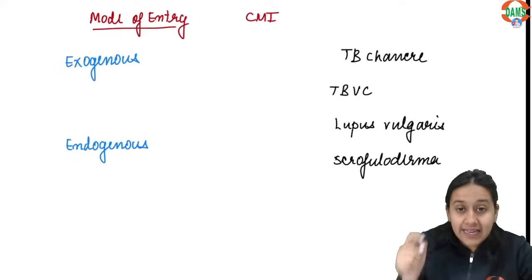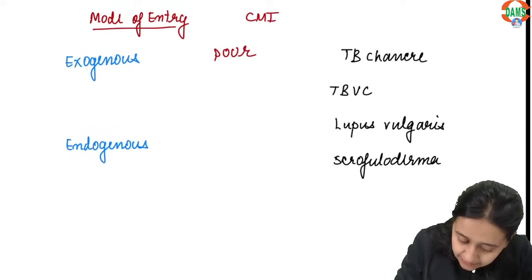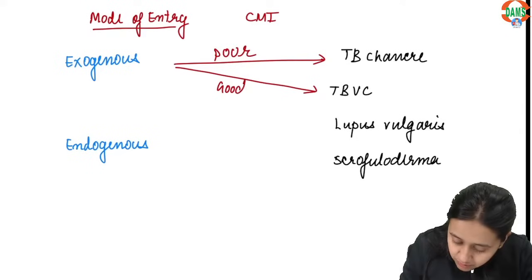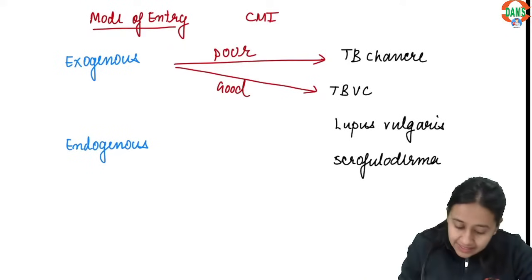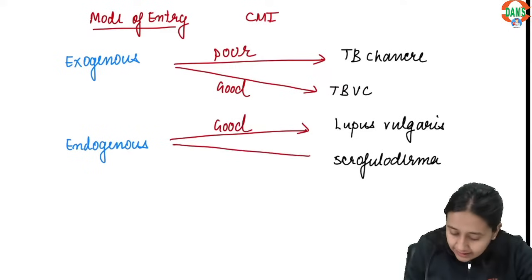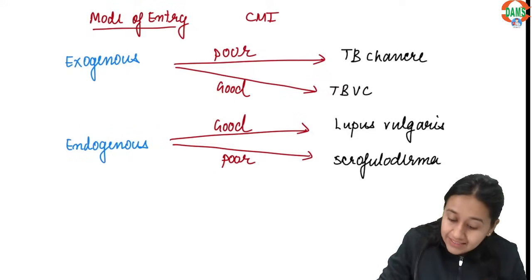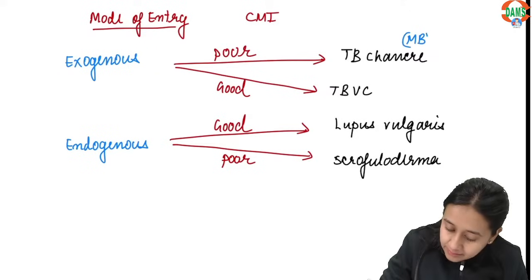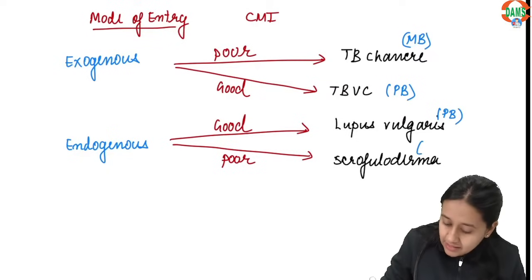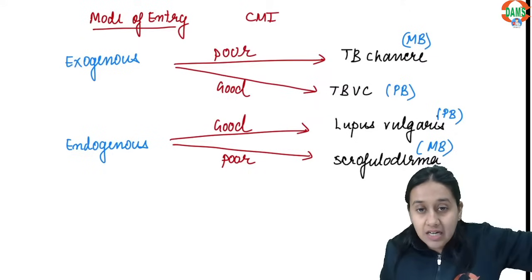Please remember, students, the exogenous mode of entry with poor CMI, this is TB chancre, and exogenous with good immunity, this is TBVC. Endogenous with good immunity, this is lupus vulgaris, and endogenous with poor immunity, this is scrofuloderma. And that is why TB chancre is a multibacillary type, TBVC is paucibacillary, lupus vulgaris is paucibacillary, and scrofuloderma is a multibacillary type of TB. Understood this point?